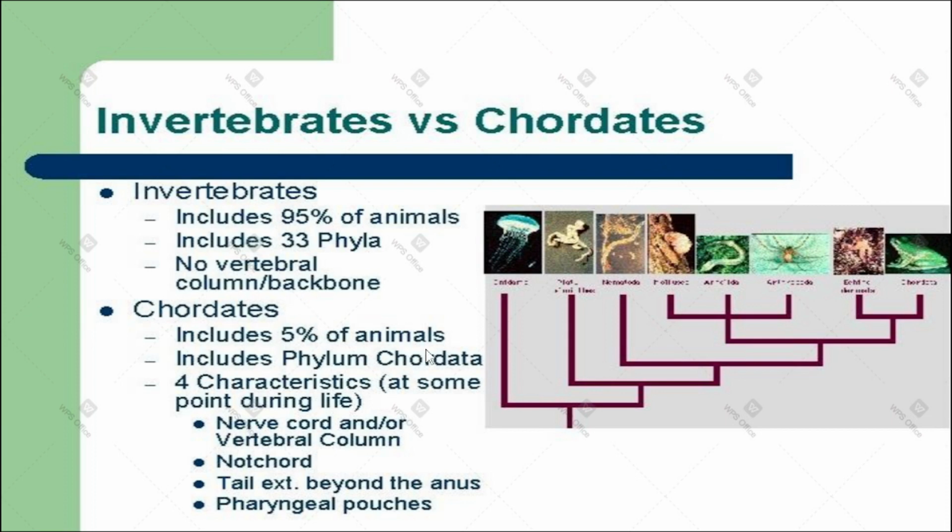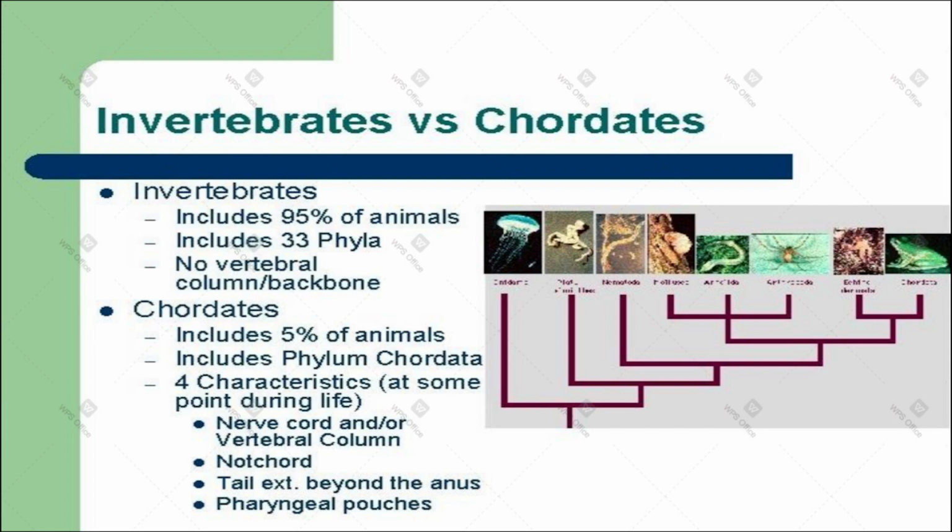Chordates include 5% of the animals, comprising the phylum Chordata, and 4 characteristics are very important at some point in the life cycle of chordates: the nerve cord, the notochord, the tail that extends beyond the anus, and the pharyngeal pouches.